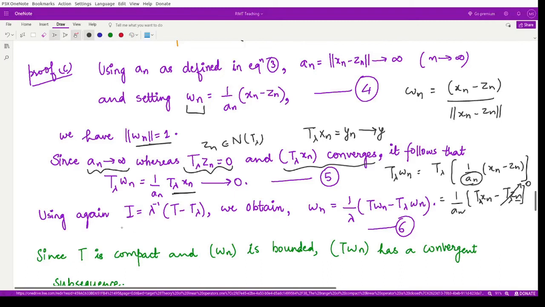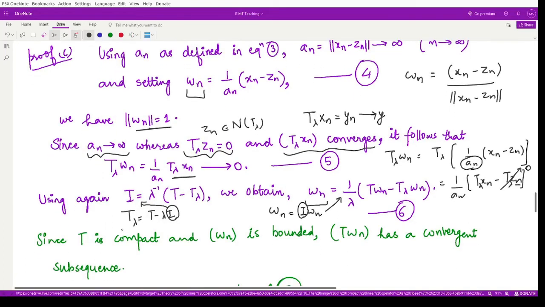Again we can extract, because we know what T lambda is. From the definition, it is T minus lambda I. So from here we can extract this I. When you extract this I, you have lambda inverse times T minus T lambda. So what would wn be? You can write this wn as I times wn, no problem. And now we can substitute instead of I the value lambda inverse T minus T lambda. So it would be 1 by lambda T of wn minus T lambda of wn, right? So let's mark this as equation number 6.